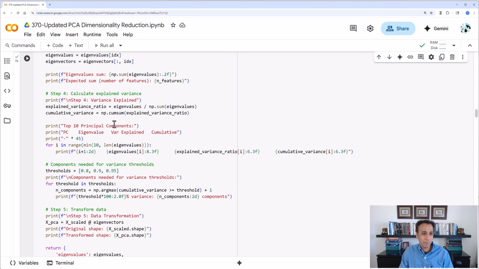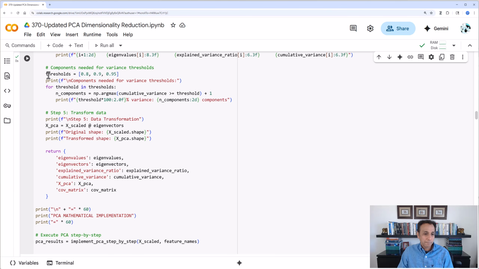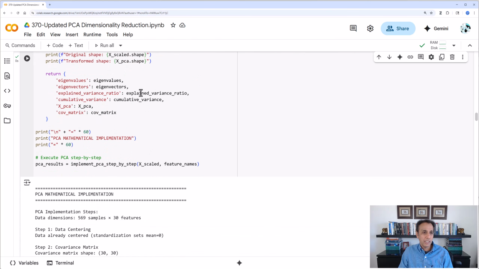That's for plotting purposes. And now, again for plotting purposes, I'm setting a threshold of 80%, 90%, and 95% just to see how many principal components are going to give us the respective variance or information. We have already executed that.